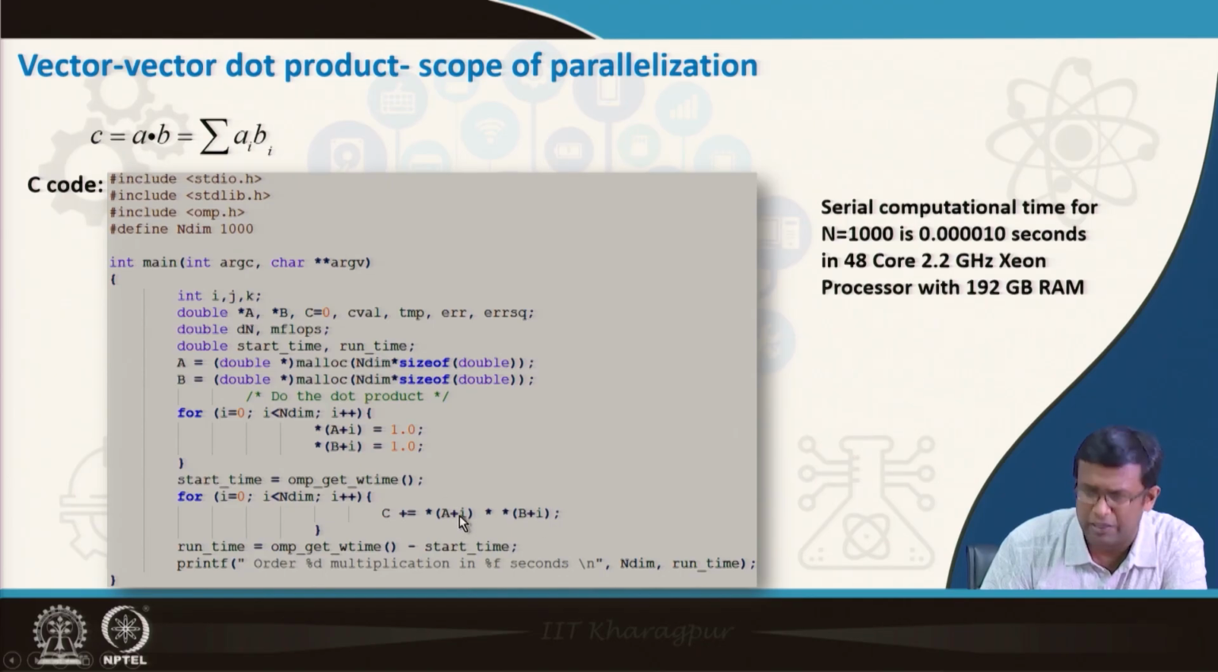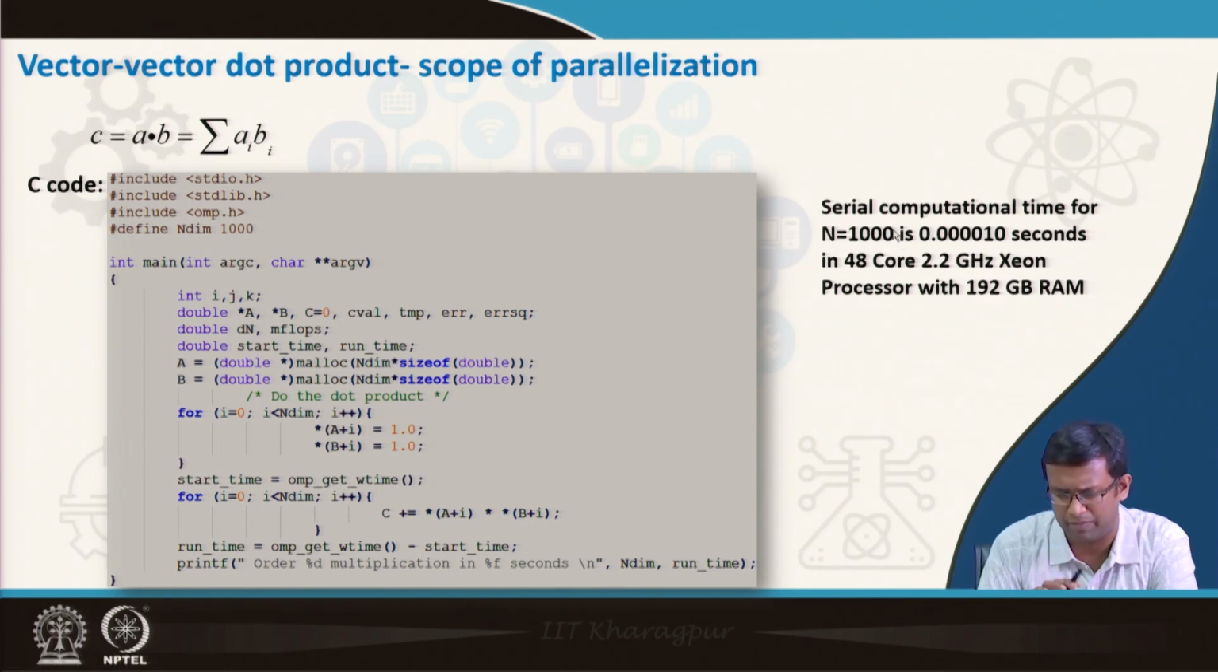A is the address, and a plus i gives the address of the ith element of the vector, counting from the start of the vector. They are added and written to the vector variable c. In a 48 core 2.2 gigahertz Xeon processor with 192 gig RAM, it took 10 to the power minus 5 seconds for n equal to 1000. This is the serial computational time, on a single processor.